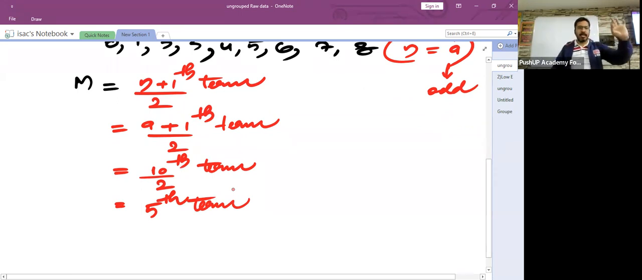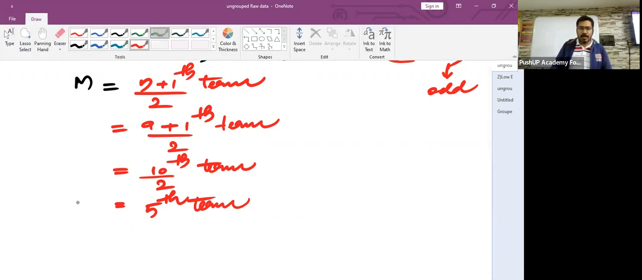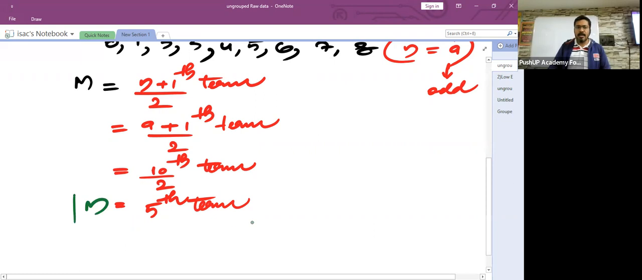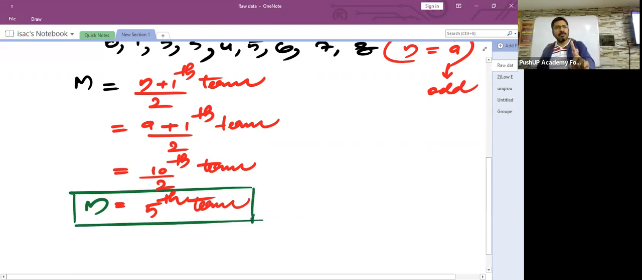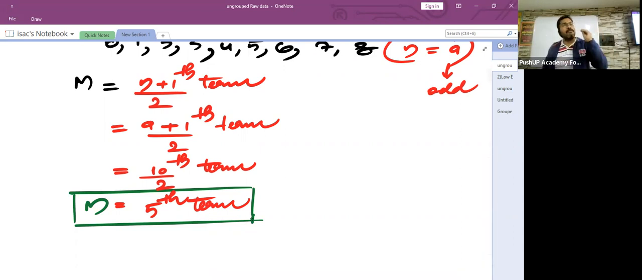Now please hold on for a second. Don't write anything and listen to me. Children, what did I say? The median is going to be the 5th term. Did I find the median value so far? No, I haven't found the median value so far. I have found which term in this arrangement will give you the median value.